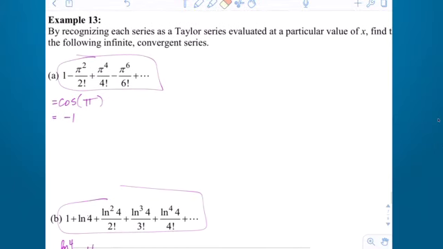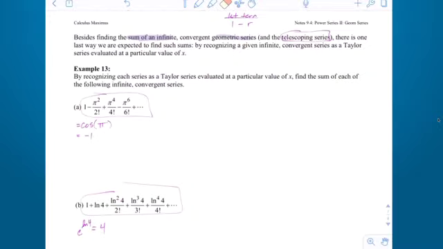Okay, any questions on this section? There's only one section left, and we'll save it for Wednesday. Okay?